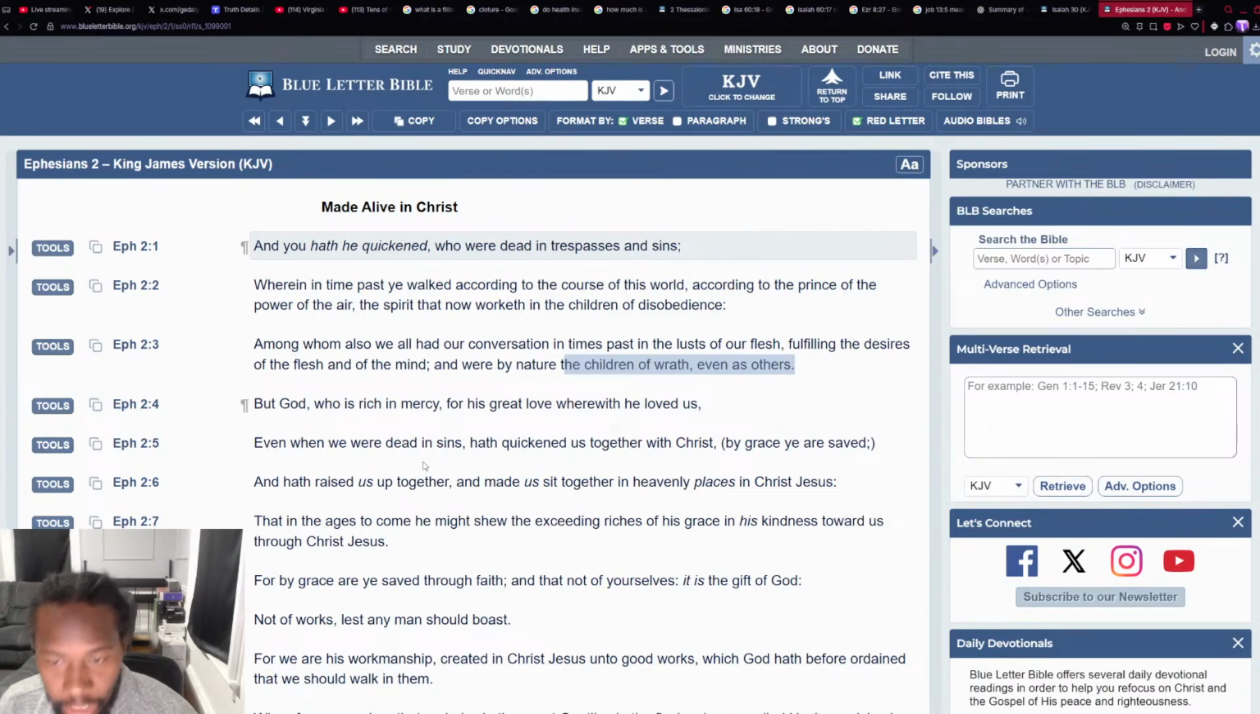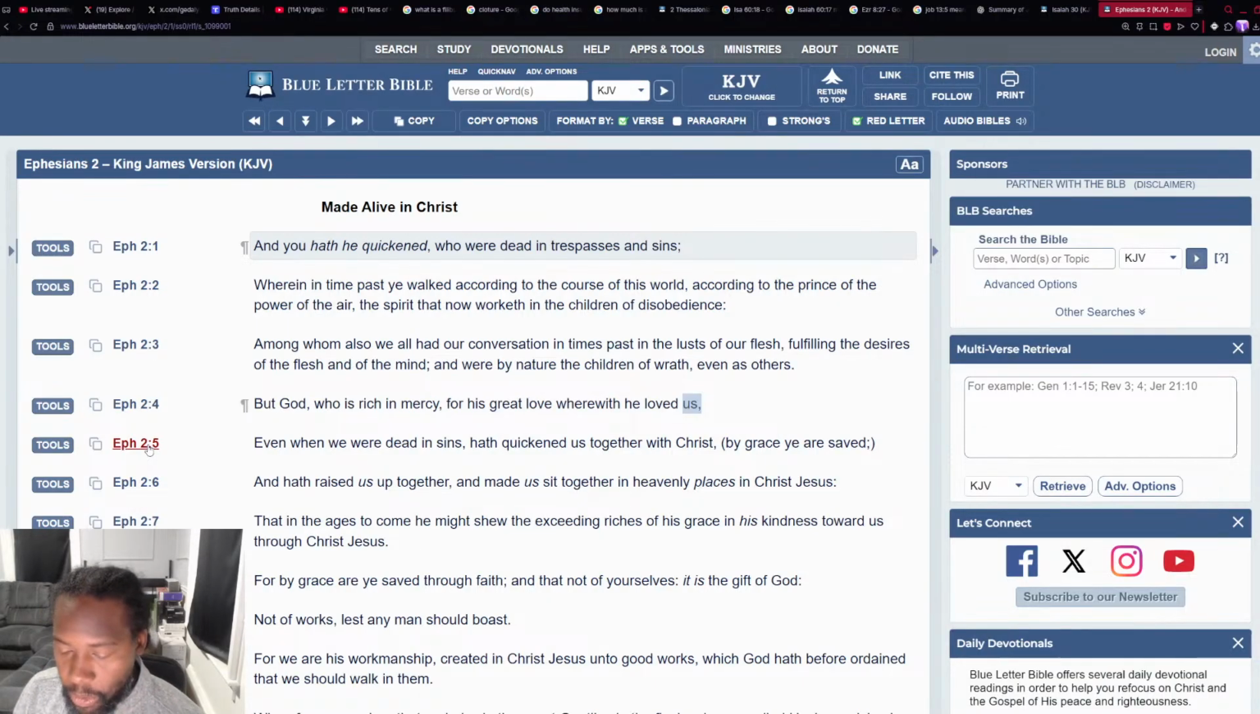And we're by nature the children of wrath because we were operating not according to the law, statutes, and commandments. But God, who is rich in mercy, for his great love wherewith he loved us is possessive. Okay, he's talking about a particular people. The book of Ephesians wasn't written to the whole world. This was written to the church in Ephesus.